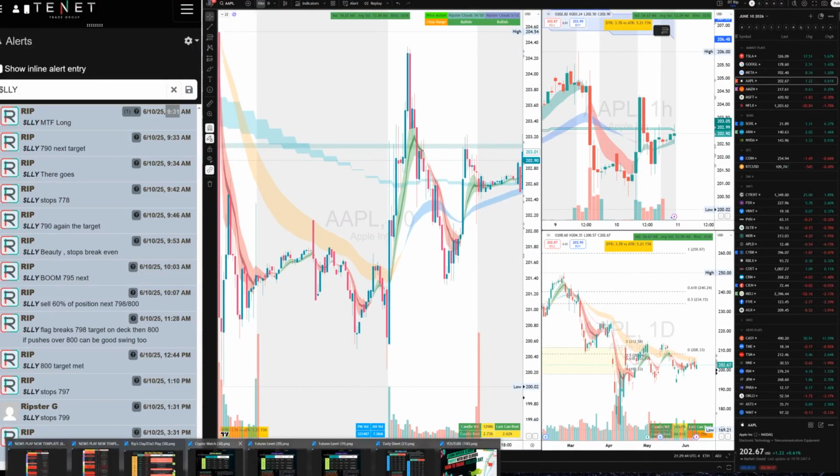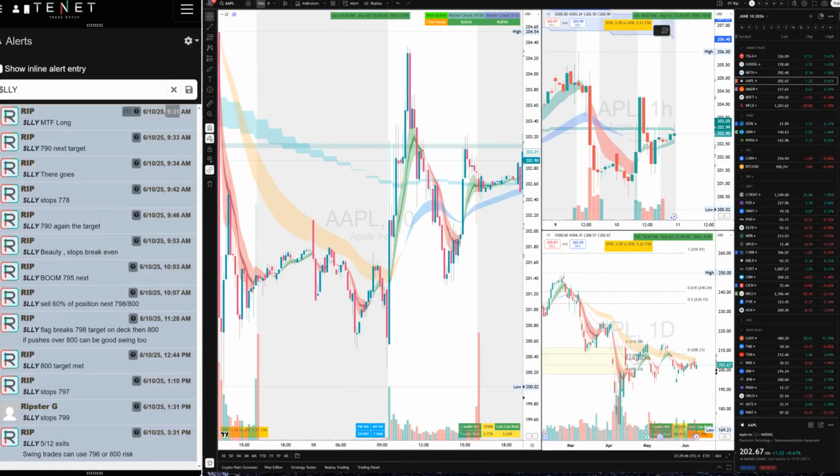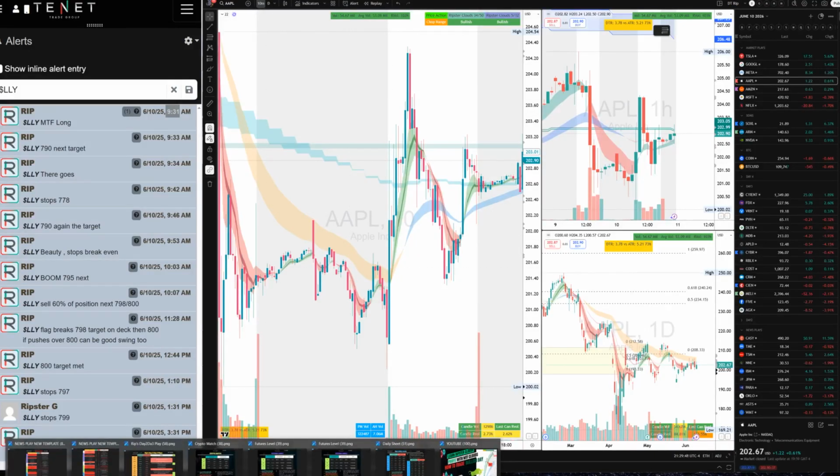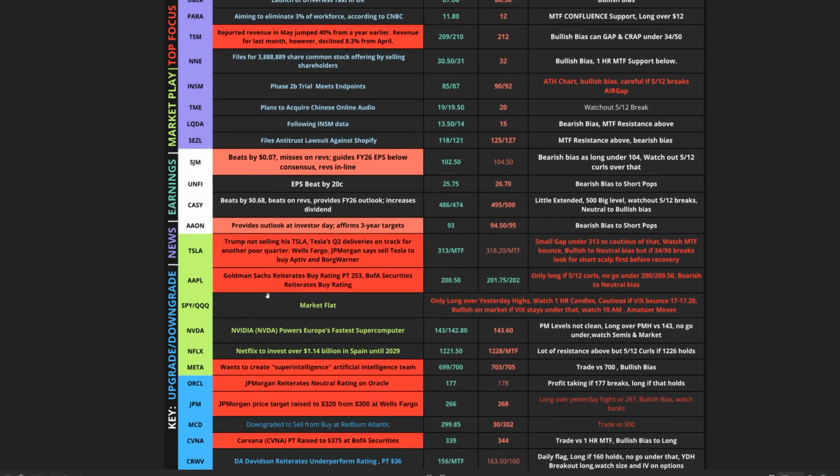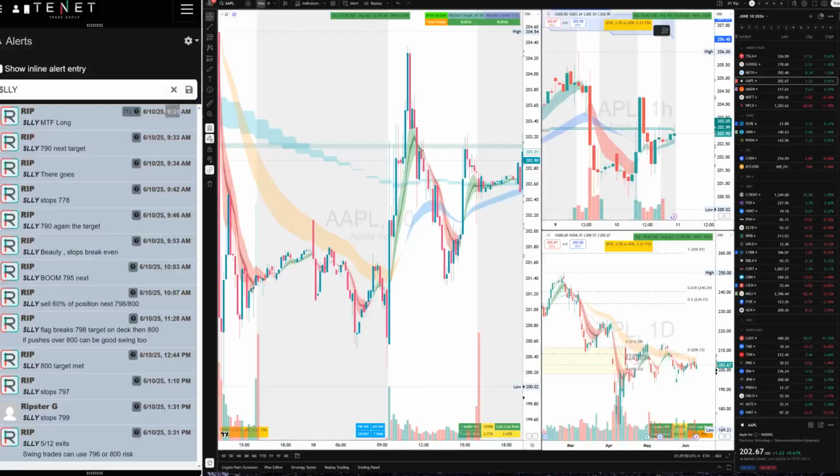So what was the plan on Apple? Let's go to our pre-market game plan. All right, so here we go. The pre-market plan on Apple was Goldman came back and defended with a price target of 253 after yesterday's sell-off. So Apple was on our watch as a day two. As you know, it sold off yesterday. So highlighted is a red focus trade, high watch, long if the 512 calls, no go under 200, 250, bearish to neutral bias. Remember this 200 level.